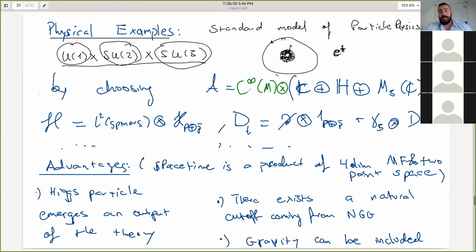And basically by choosing a certain algebra, which is C infinity over some manifold, then you take the complex numbers, so basically one-dimensional matrices, the quaternions, and the three-dimensional matrices over C. Then you take a certain Hilbert space and Dirac operator, and putting all that together, you can give a functional of that, which is the Yang-Mills functional. And the Yang-Mills functional corresponds to the action of the standard model. So that is very nice, that it puts it in a very compact way. Are there questions so far?